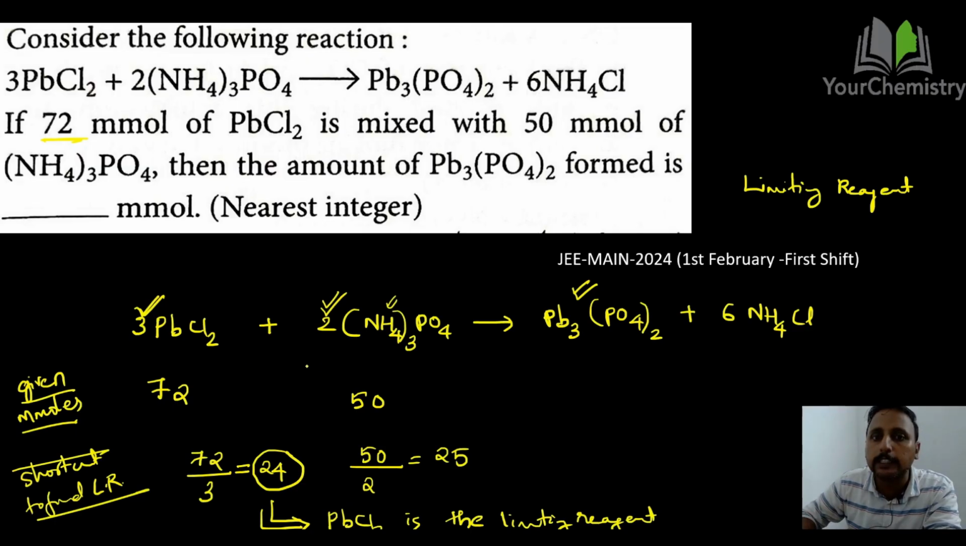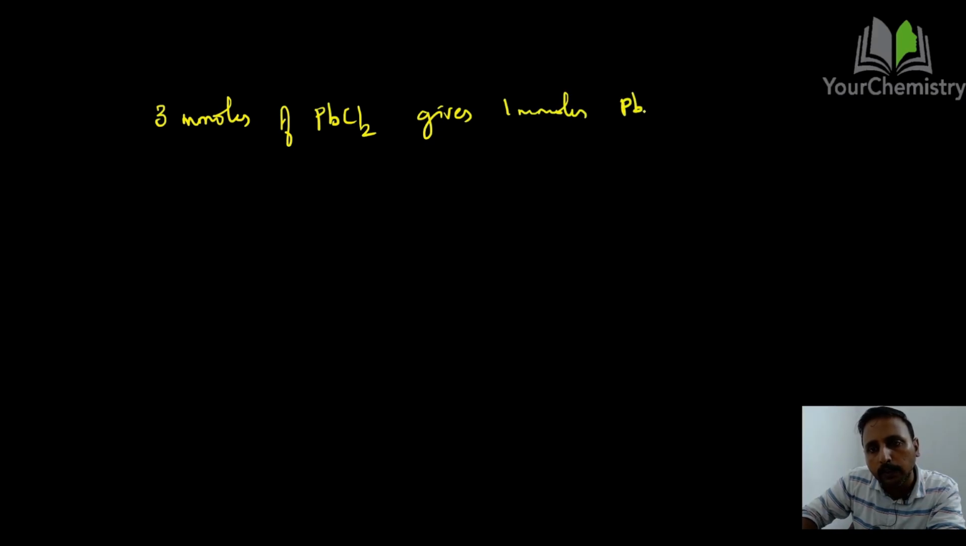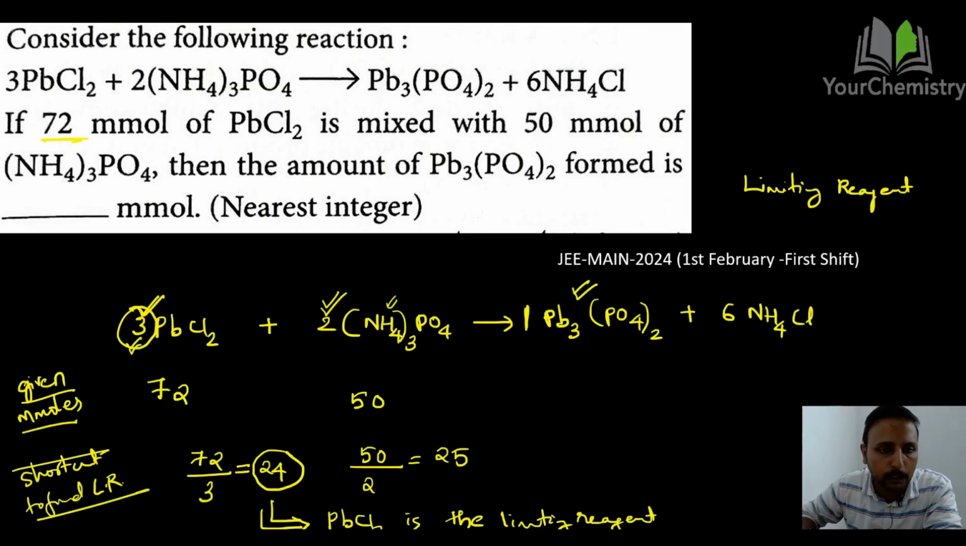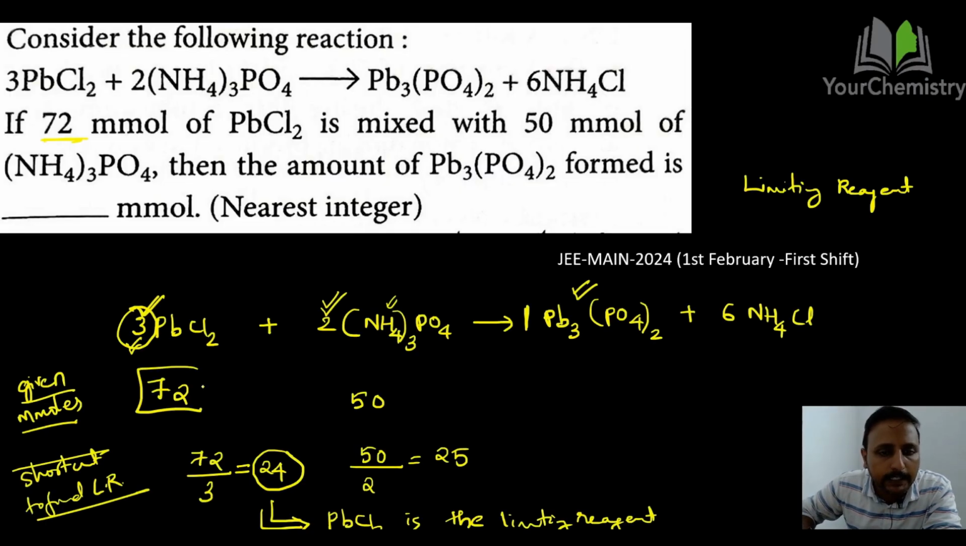Now look at this balanced equation and read with me. Because the quantities are given in millimoles, I will also use the millimole system. 3 millimoles of PbCl2 gives how many millimoles of the product? 1. So from the balanced equation, 3 millimoles of PbCl2 gives 1 millimole of Pb3(PO4)2. Now in the question, what are they given? They are given only 72 millimoles.